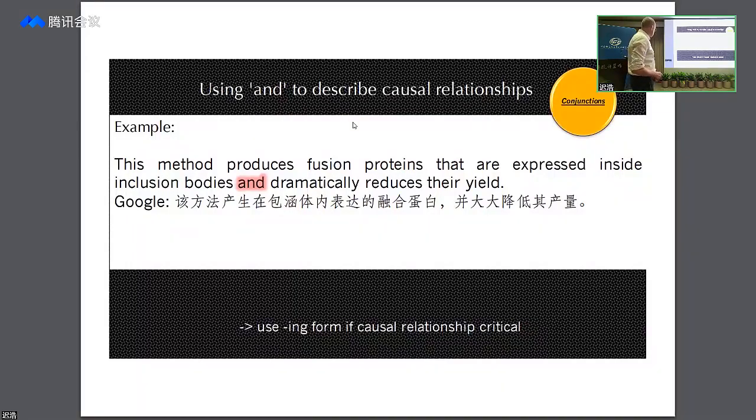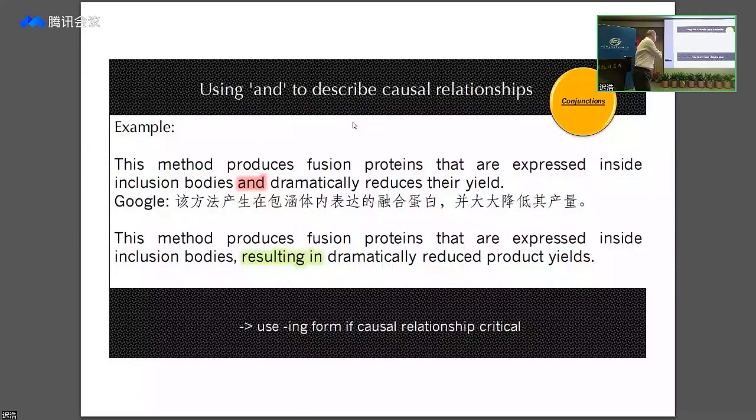Yeah, that is the "leading to". Very good. Yeah, this is the other form we haven't talked about yet, but the -ing form is another way of indicating a causal relationship, and that's what should be done here. As we have just seen in the ice cream result, you should write it like this. This method produces fusion proteins that are expressed inside inclusion bodies, comma, resulting in dramatically reduced product yields. Now, Jane, you're absolutely right. You can also say "as a result".